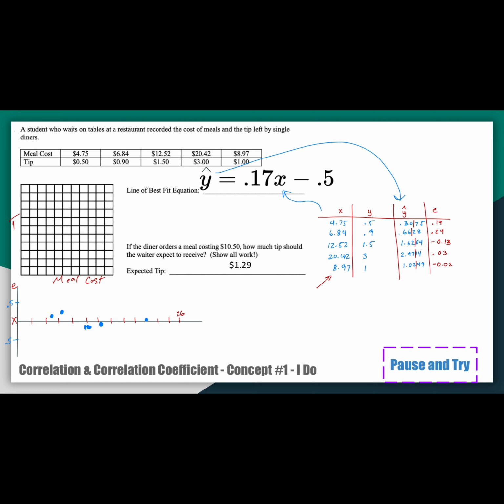And then 8.97. It should be a little bit more to the right, somewhere like there, okay? Those are all really, really close, right? So if we were to ask if this is a good fit, we would say this is a good model and a strong fit. I mean, our points are almost spot on. We're only off by in some cases 2 pennies in predicting what the tip would be for a certain meal cost.